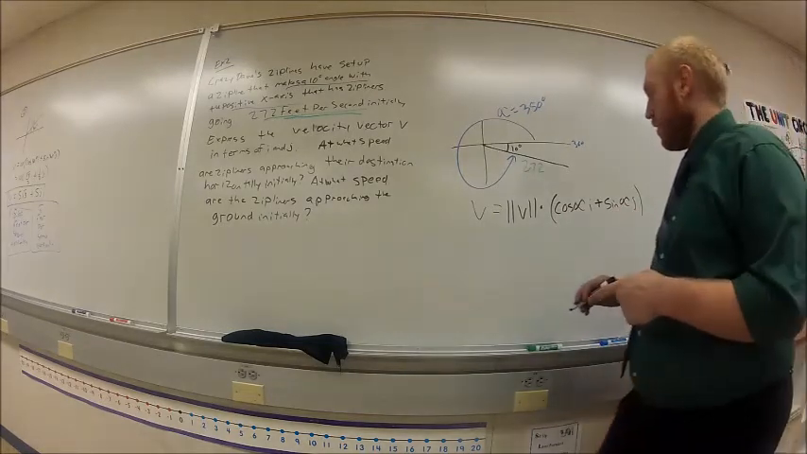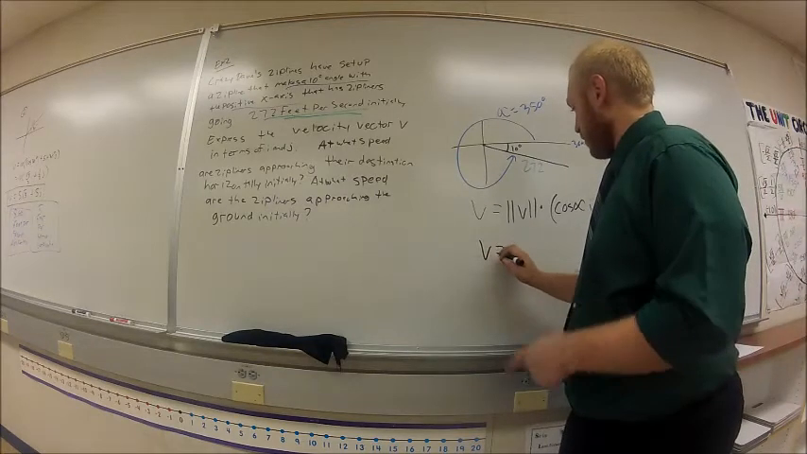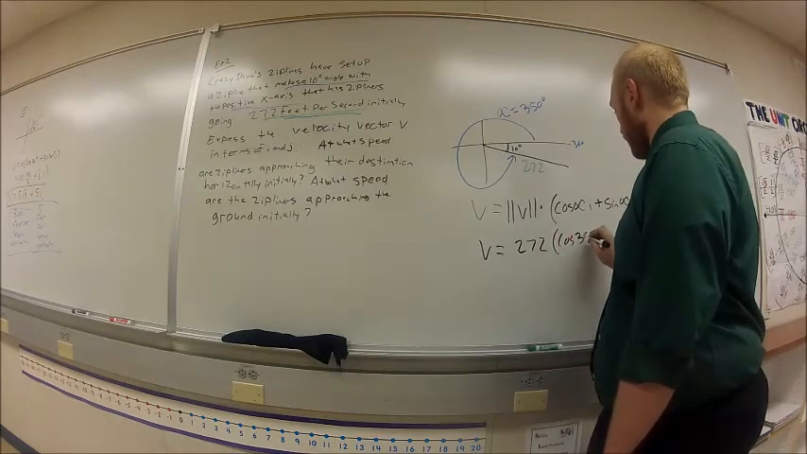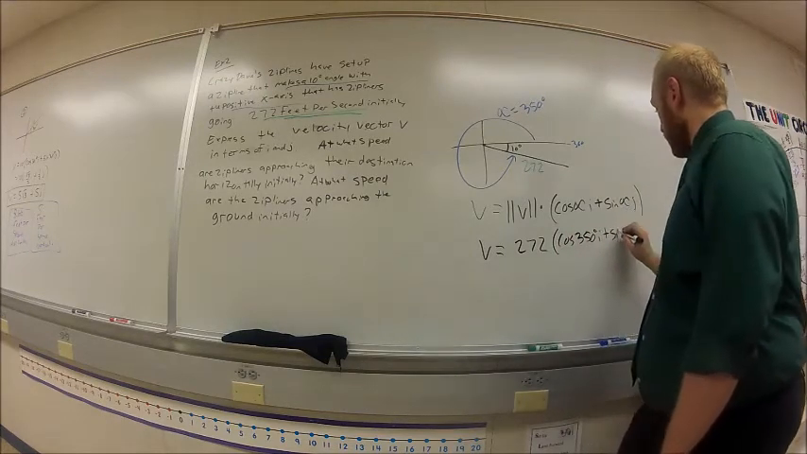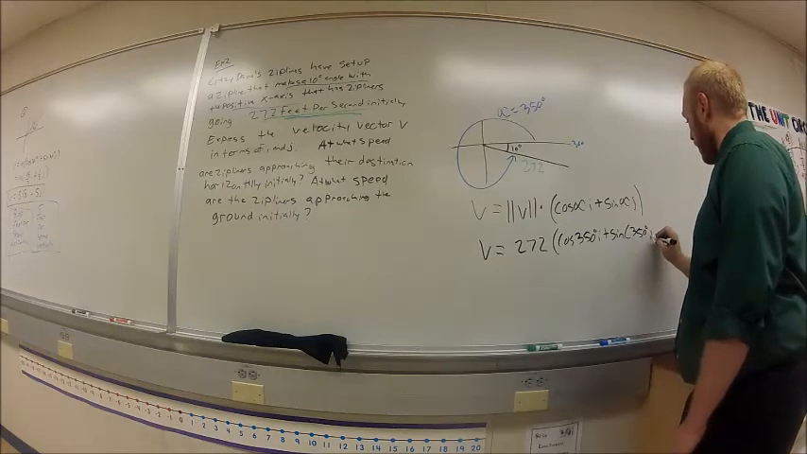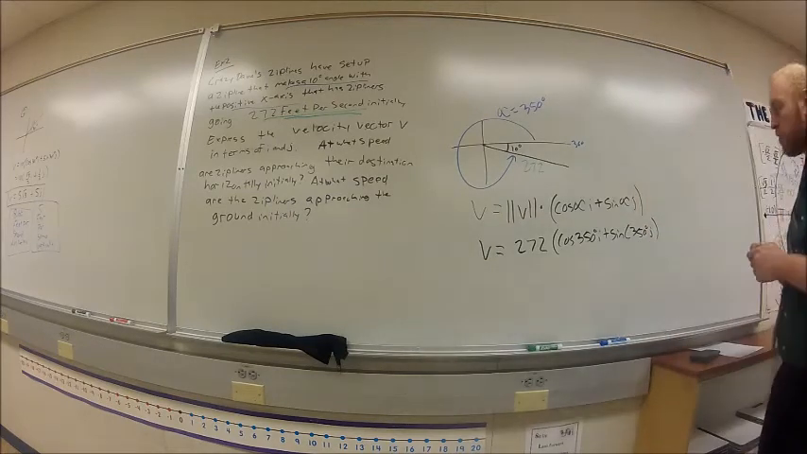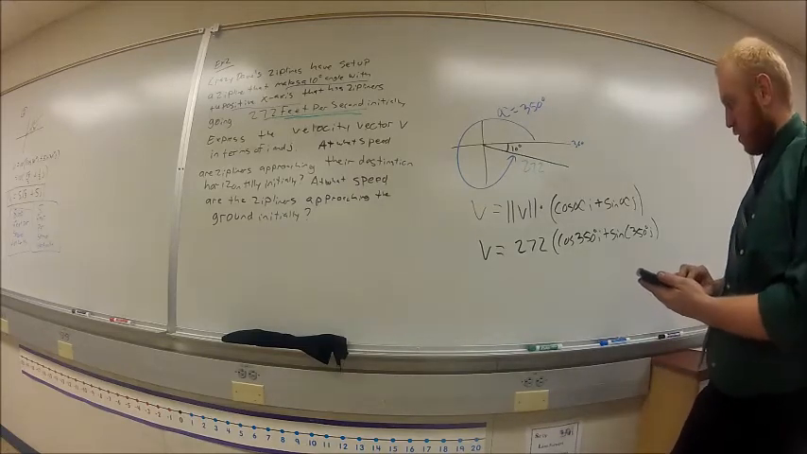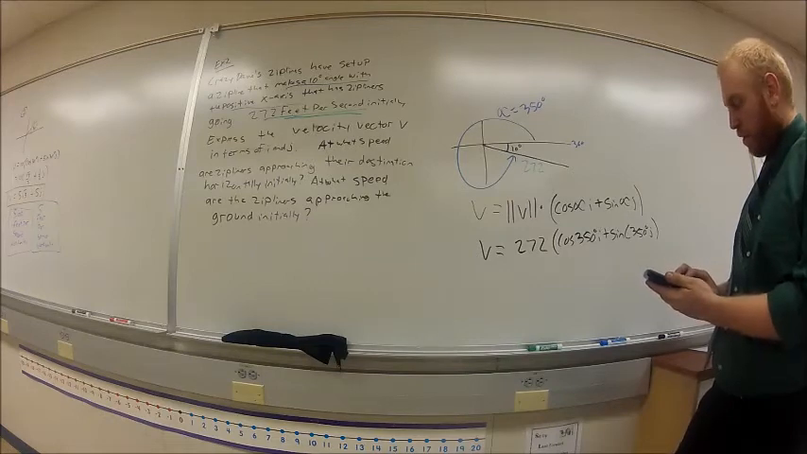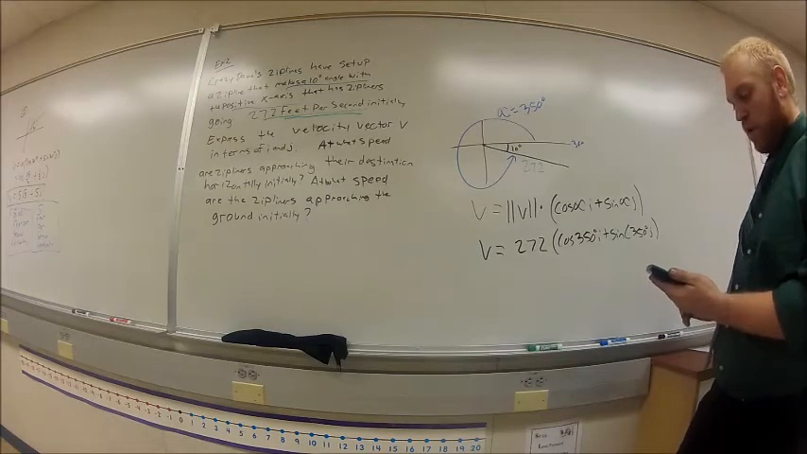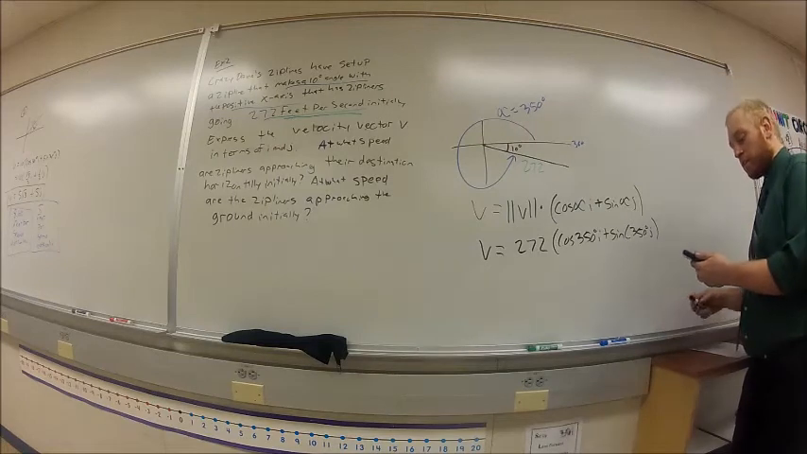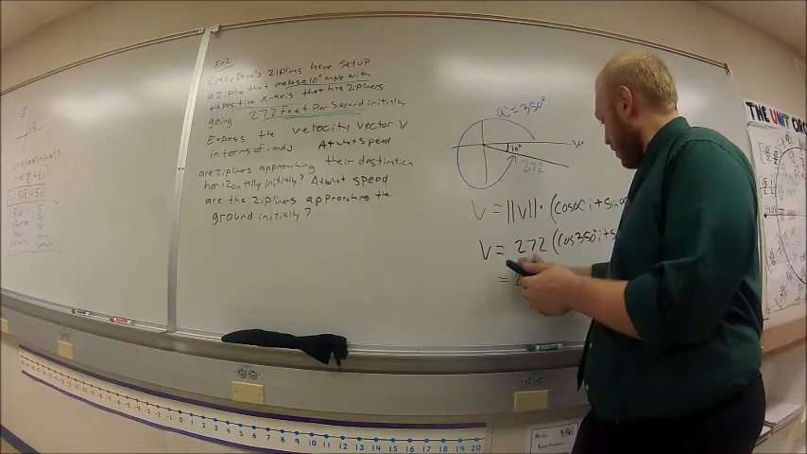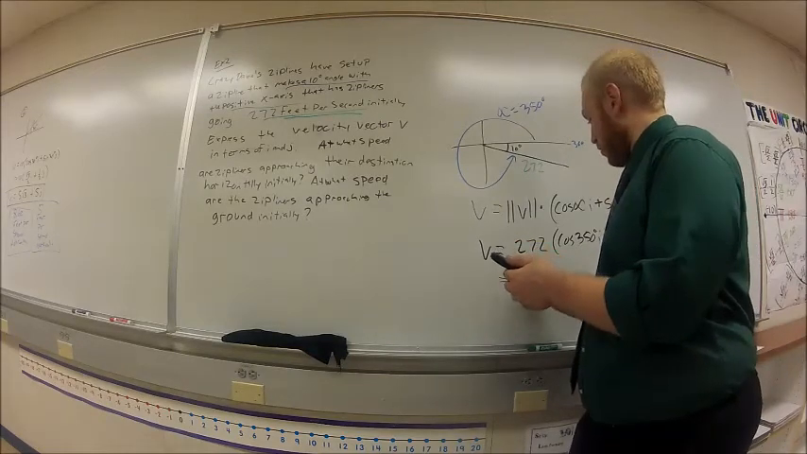Now, let's see. V equals, the magnitude was 272 times the cosine of 350 degrees i plus the sine of 350 degrees j. The way I want you guys to do this is in one fell swoop. So get your calculator out. Make sure it's in degrees. Do 350 cosine times 272. And that comes out 267.87.